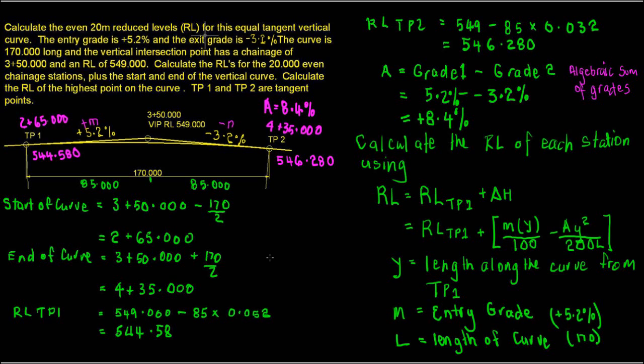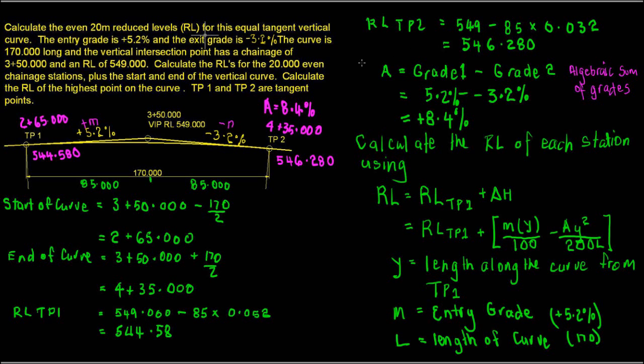Now, to calculate the RL of TP1, we just work backwards from the vertical intersection point. The gradient from there would be a negative 5.2%, so that's 549 minus 85 times 0.052, or 5.2 divided by 100, which gives 0.052. Working that out, we get 544.58. Similarly, working out the RL of TP2, it's 549 minus 85 times 0.032 for the 3.2% gradient.